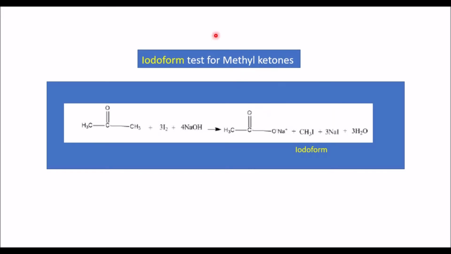Methyl ketones are identified using the iodoform test. Ketones containing a methyl group attached to the carbonyl group react with iodine in the presence of a base. Since the reaction takes place in a basic solution, it produces a sodium salt of carboxylic acid and the yellow colored iodoform.